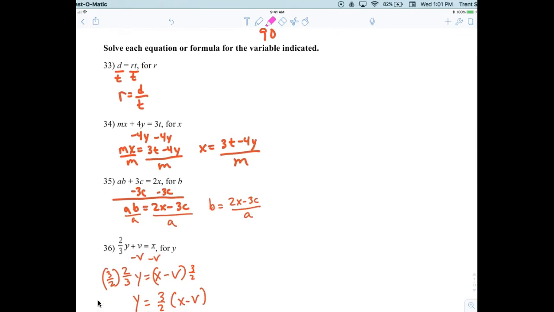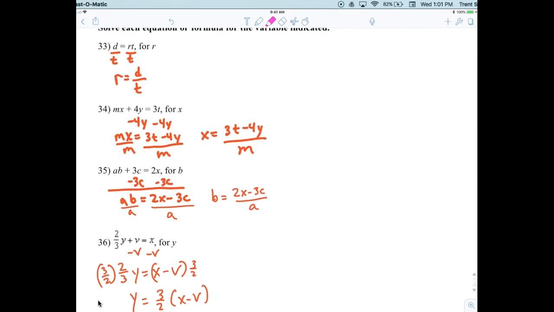Now, the other big important part is solving the literal equations. All right, we have an equation d equals rt, and you're solving for r. Just dividing by t, right? 34 and 35 are kind of the same. All right, yes, ma'am. For number 36, I got it. It's just in the reverse order.